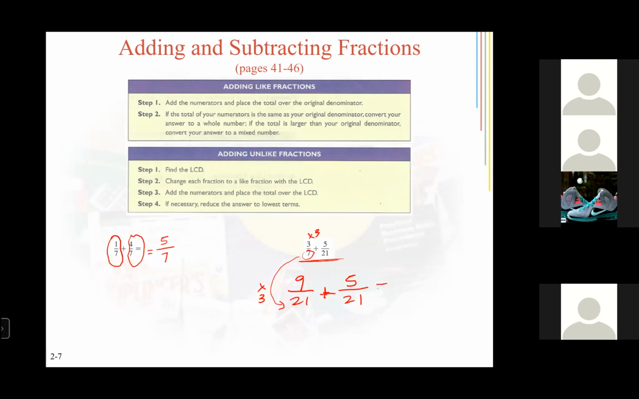So your answer should be 14 over 21. So when you look at this, is it in its lowest terms? I guess we could use 7 again. Yeah, 7 into 14 is 2. 7 into 21 is 3. So in lowest terms, it would be 2 over 3.